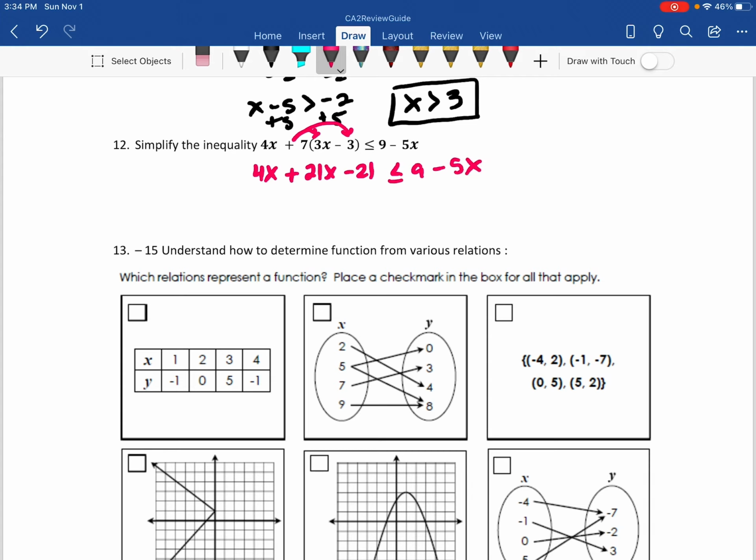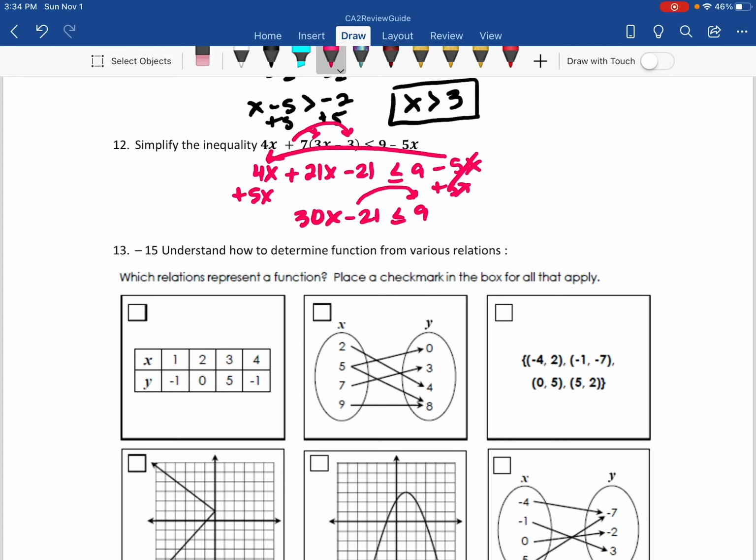Okay, I'm going to move that 5x over with the 4x. We're going to move it over here. So I'm going to add 5x to both sides. That cancels there. This gives me 4x, 4 plus 5, and then also minus 21. That's going to give me 30x minus 21, less than or equal to 9.